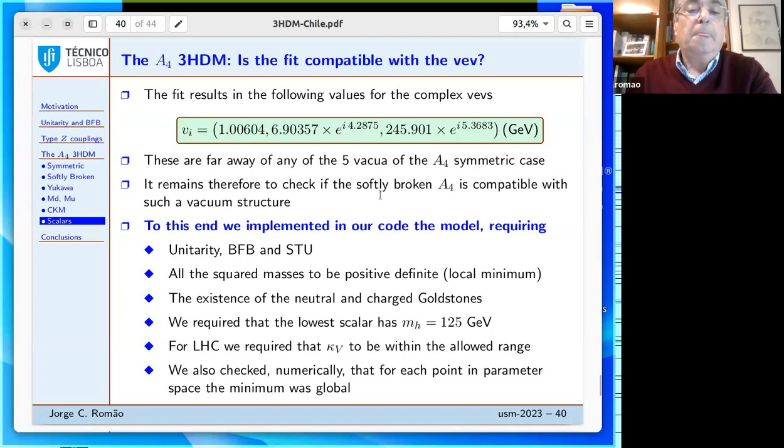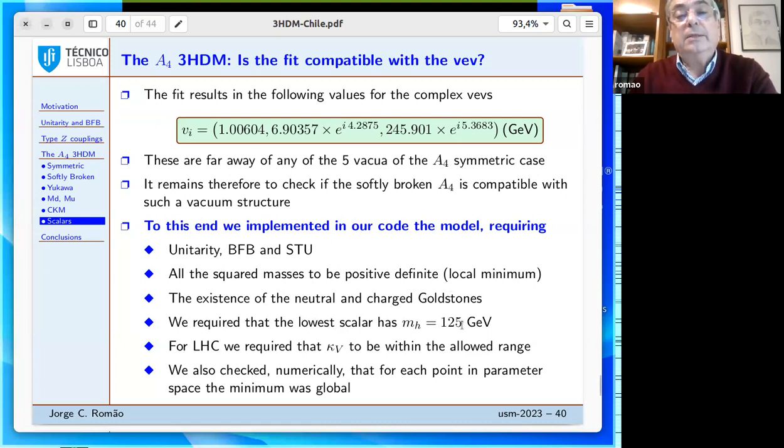For this, we have to implement the code with the model. And again, as before, we require unitarity, boundedness from below, S, T, U. You also require that all the square masses are positive definite, which means it's a local minimum. And you check that when you diagonalize the H up and H down, you get 0, which means that you get the correct neutral and charged Goldstone. Then you require that you have a scalar with a mass of 125.